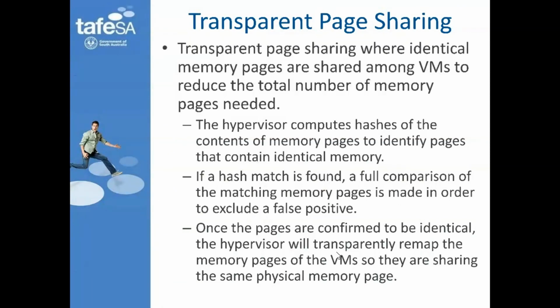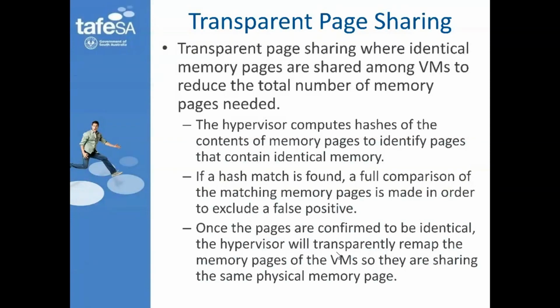So transparent page sharing is going to search for these identical parts and then just store them once and let all the virtual machines access it. But the virtual machines are not aware of this. They just think that that's their copy, et cetera. Does that make sense? Okay.